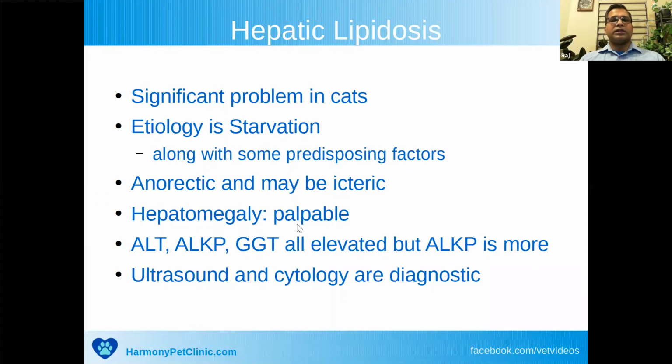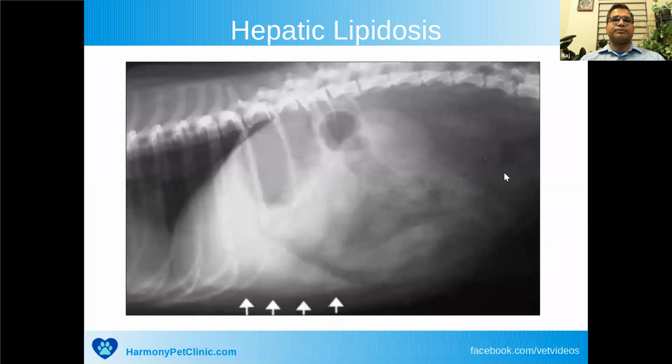Hepatomegaly, the liver is enlarged, and on a physical exam you may be able to palpate the enlarged liver if a cat is not too overweight. All these enzymes, ALT, alkaline phosphatase, and GGT, are elevated, but alkaline phosphatase is the most elevated of these three in hepatic lipidosis in cats. Ultrasound and cytology are the diagnostic tools. Here you can see a lateral X-ray of a cat with the liver extending way out of the rib cage. So this is an enlarged liver because of hepatic lipidosis.